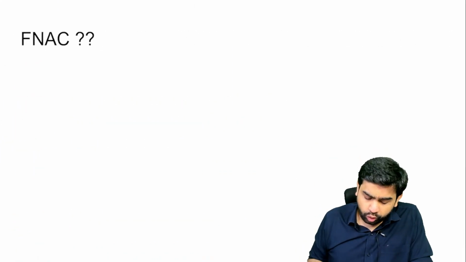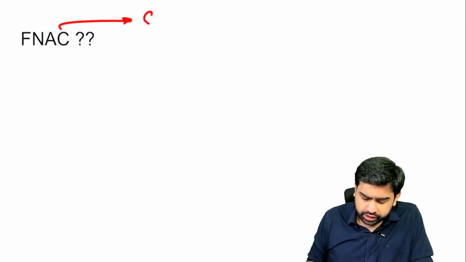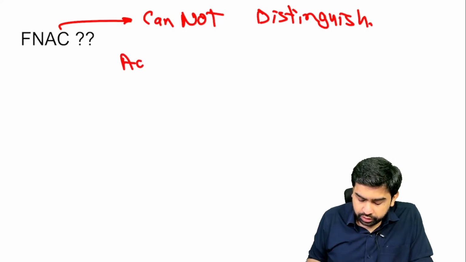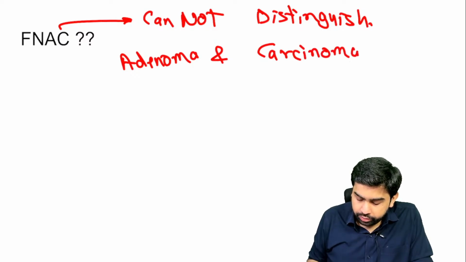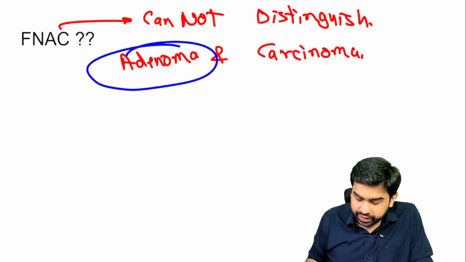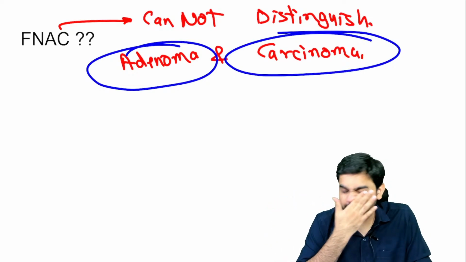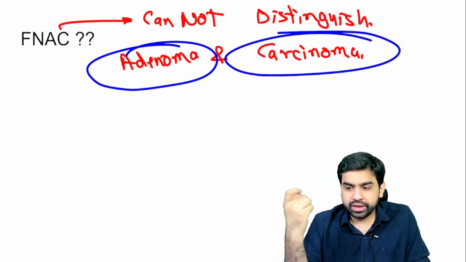FNAC. Okay, so what you need to understand is that FNAC cannot distinguish between a follicular adenoma and carcinoma. Do you understand my point? So FNAC cannot distinguish between the follicular adenoma and the carcinoma. This is what you need to understand over here. So for this, what you basically need is a biopsy.